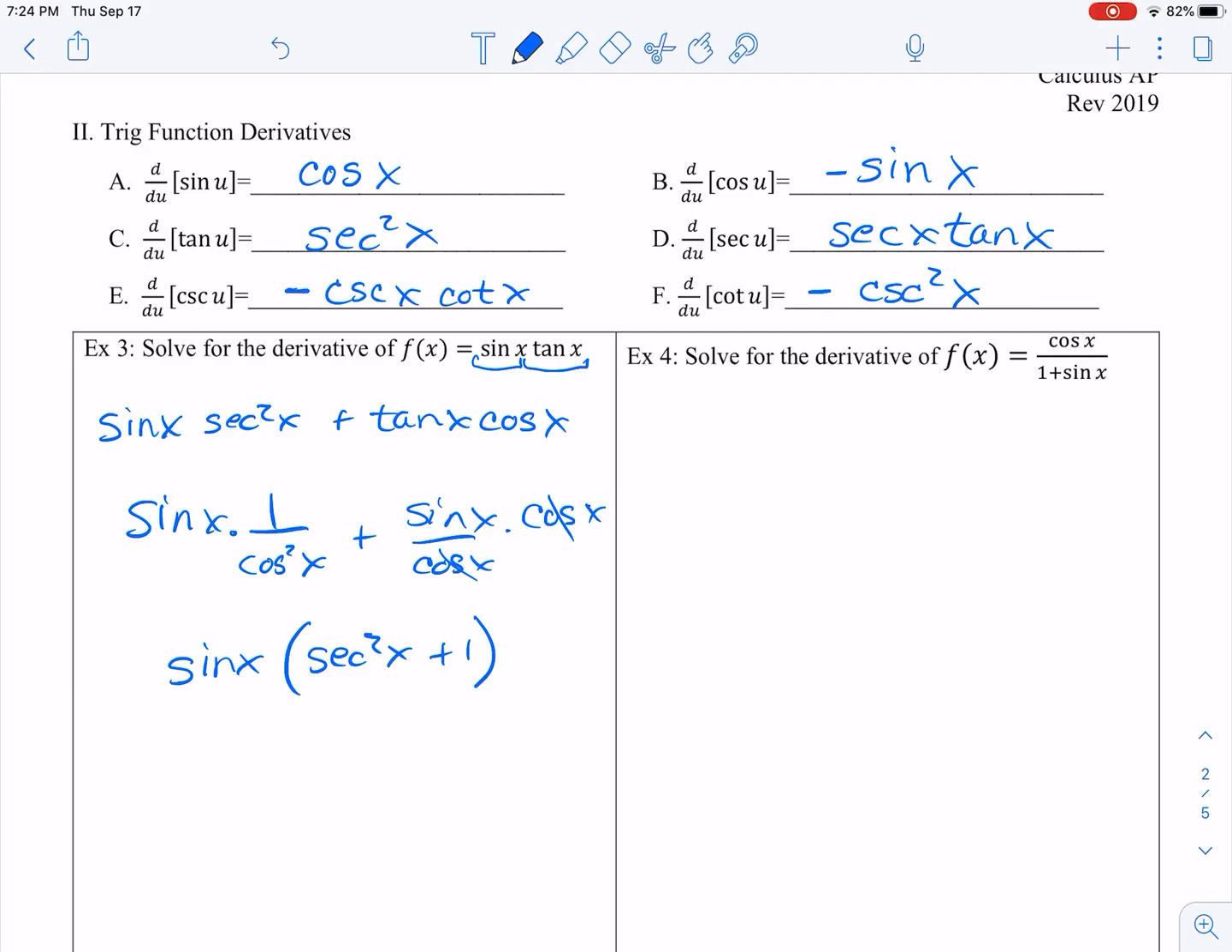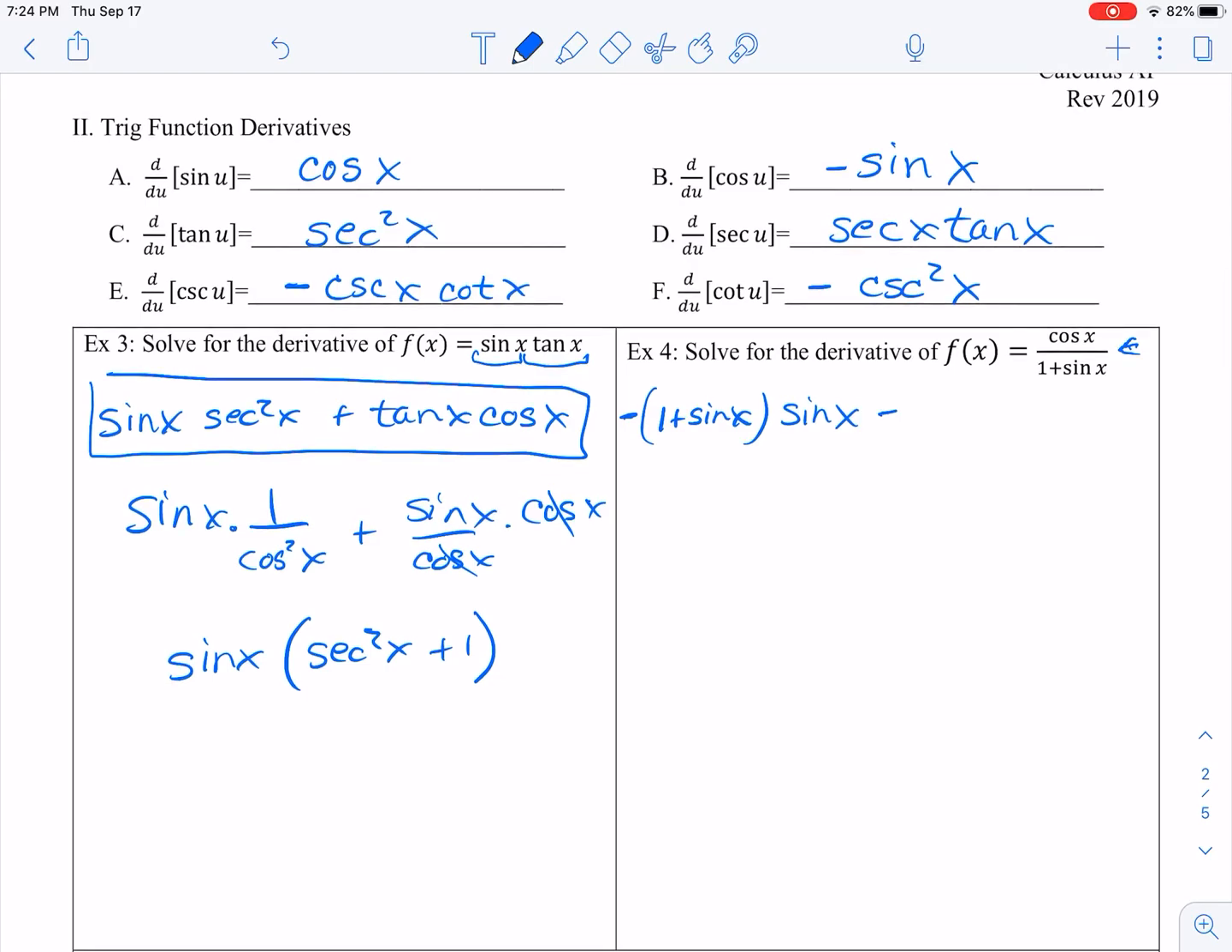But you don't have to. I would stop right here and call it a day. All right? Next one. It's a quotient rule. Low d high. It's negative sine of x, so I put my negative out front so it doesn't look like you're subtracting it, minus high d low, all over low squared.